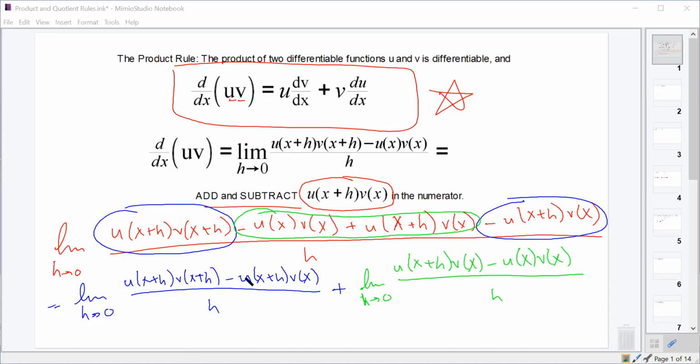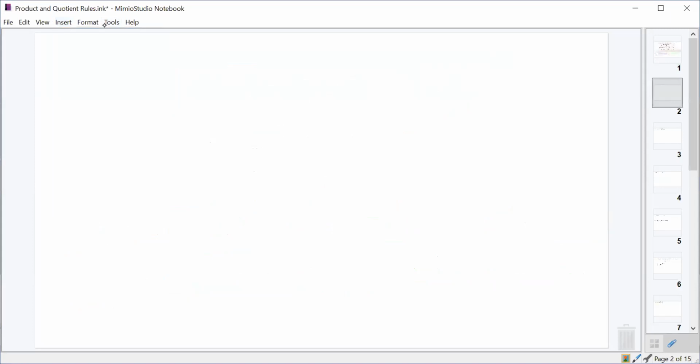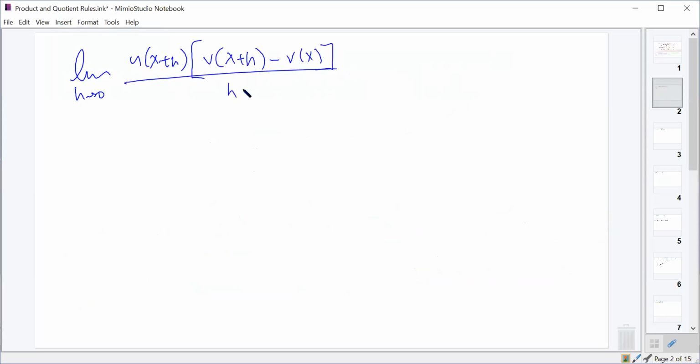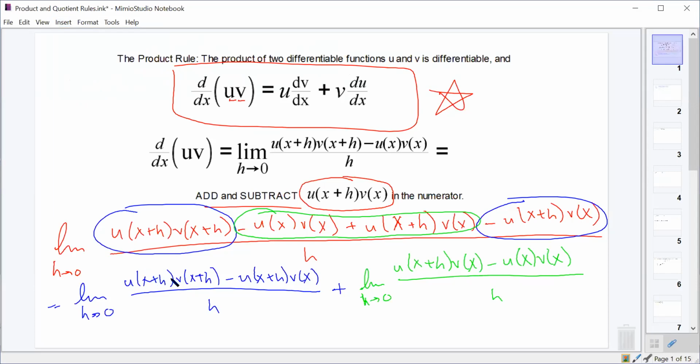So, did that help us out at all? What can I do with this first limit? Factor out the u of x plus h. They both have a u of x plus h in them, so I'm going to do this on the next page here. I can factor out the u of x plus h. I'm going to have a limit as h approaches 0 of u of x plus h times, I believe it was v of x plus h minus v of x, and this is all over h. If I take the u of x plus h out, we got v of x plus h minus v of x, and it's all over h.